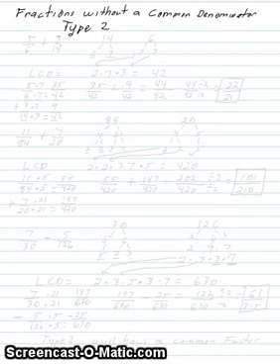Fractions without a common denominator, type 2. We have 5/6 plus 3/14. Now, what makes this different from type 1? 6 will not divide into 14 without a remainder. Type 2: 6 and 14 share a common factor.